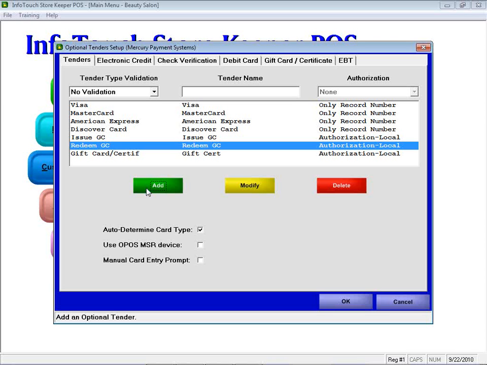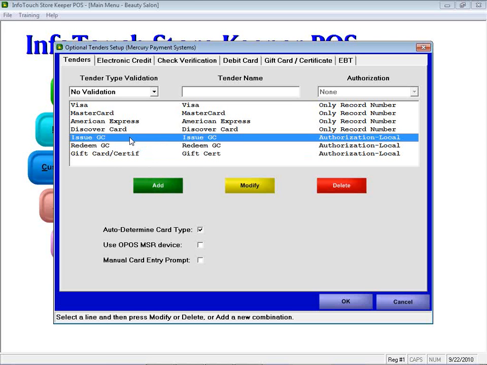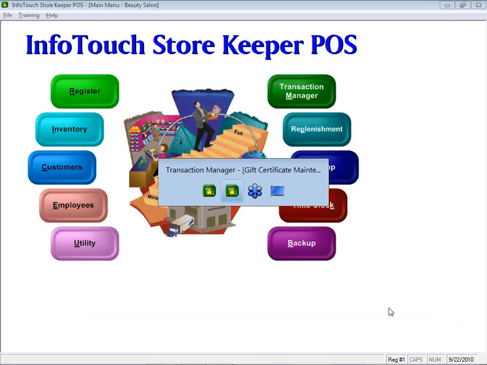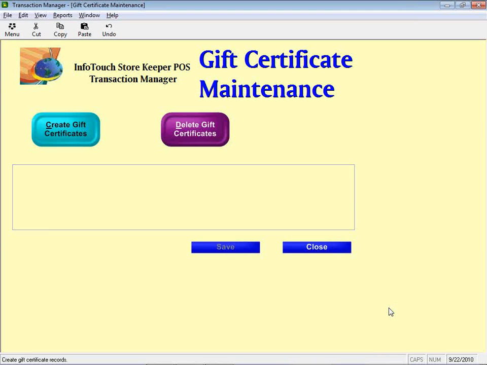Most people find that very confusing. So if you separate the two tender types into issue and redeem, then at that point we know when we're using the issuing type what we're doing, and we drop the minus sign. So it looks more intuitive to people, and it also helps them when they're counting up their cash drawers. So I'll just leave that at that for right now, and we'll go back to the Transaction Manager module.